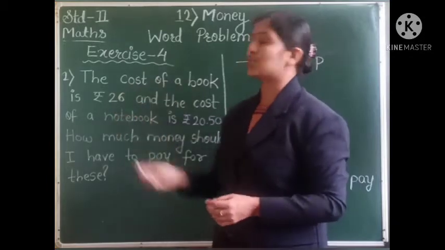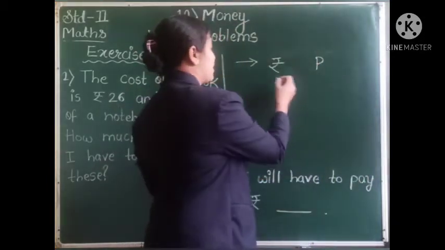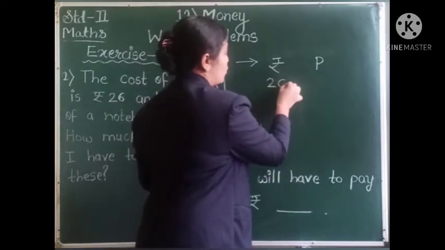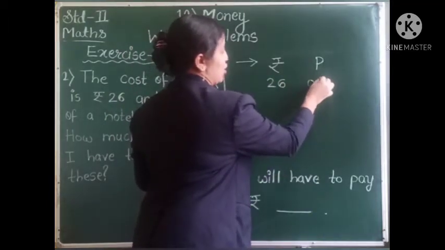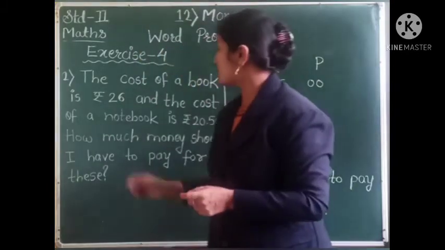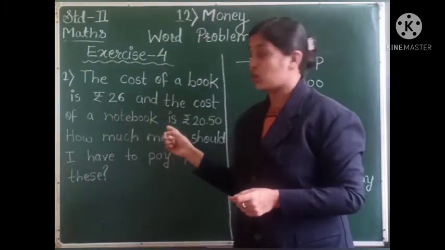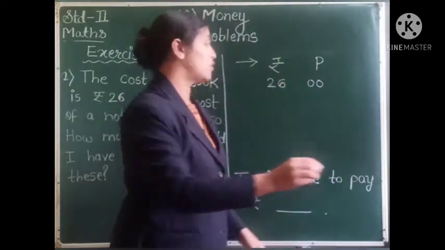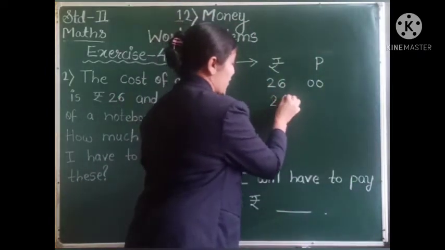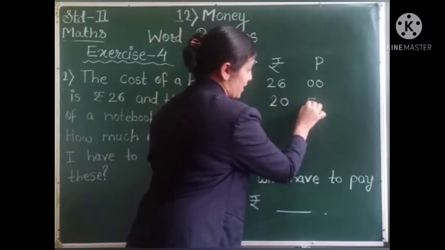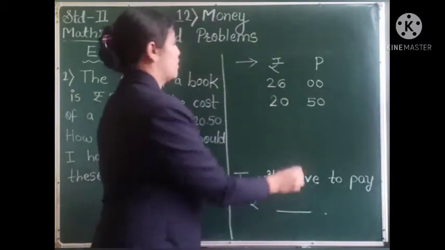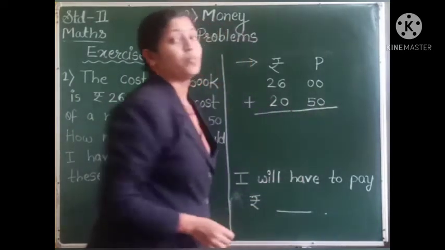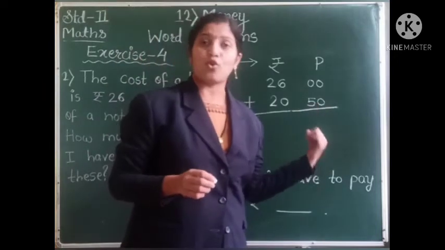So the cost of a book is rupees 26. Since it is rupees 26, I will write it in the column of rupees, and paise it is 0. The next is the cost of a notebook, which is rupees 20.50 paise. So the cost of the notebook is rupees 20 and paise 50. So we have to tell this boy how much total money he should pay for both these books.